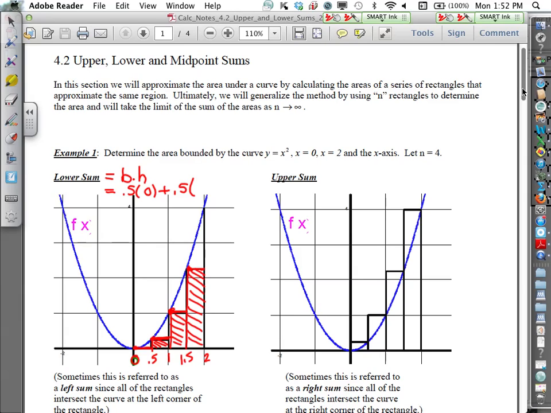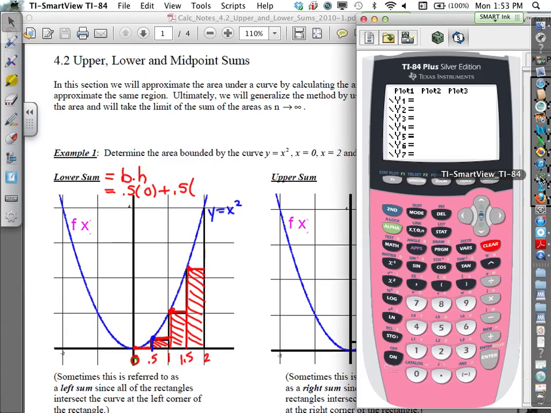For my next rectangle, the base is 0.5. The height I can find if I plug this left endpoint, this x value, into my function, and my function was y equals x squared. If I plug that into the function, I'll get the height. That's where your calculator comes into play. So turn your calculator on, hit your y equals, and type the equation in, which is x squared.